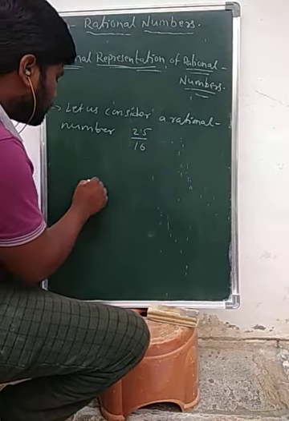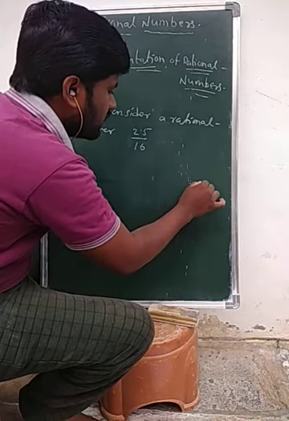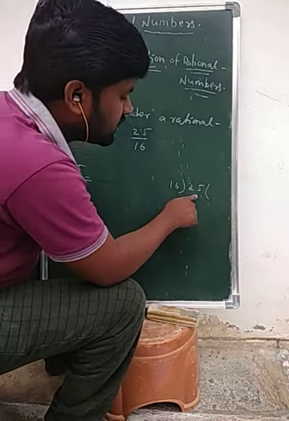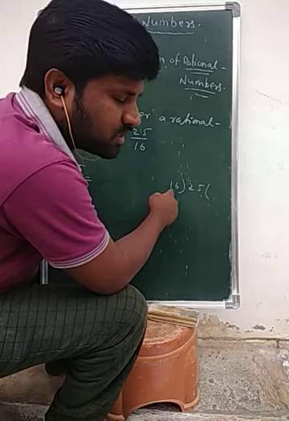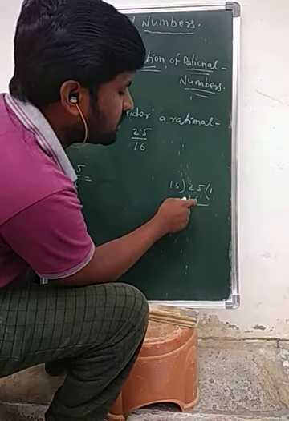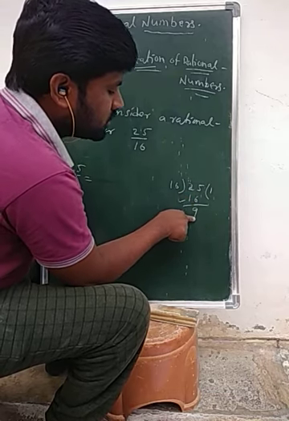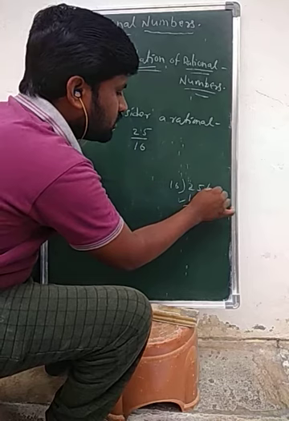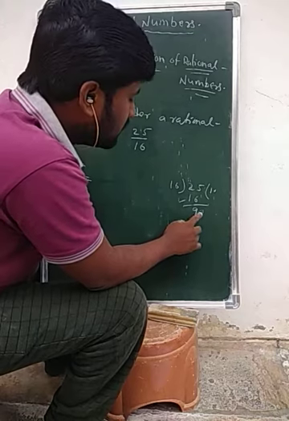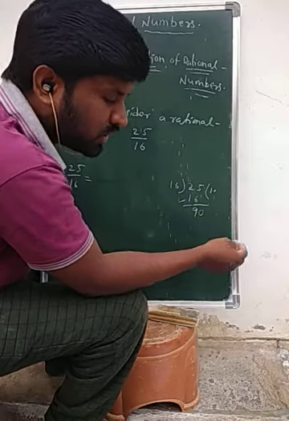Now what I am doing, you just observe. 25 by 16 is equal to, what is its decimal expansion? Now I am dividing 25 by 16. 25 is the dividend and 16 is the divisor. 16 ones are 16. 25 minus 16, I get 9. But this is small compared to the divisor. That's why you keep a point here and take 0. Now 90. Okay, 16 table.